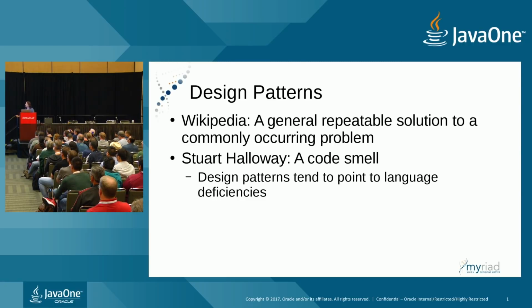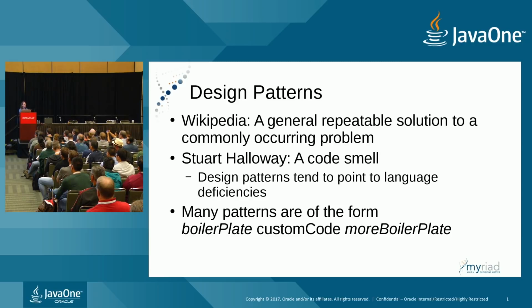And the reason it's a smell is because of the third word in the definition, repeatable. When you do a design pattern, you are repeating some code that someone else has done, and you're repeating it over and over again. A lot of the patterns are of the form: here, write this boilerplate code, then do the thing you actually want to do, and then write some more boilerplate code. And if you look at this with lambdas in mind, you think, I think we've got a solution. So let me show a couple of examples.